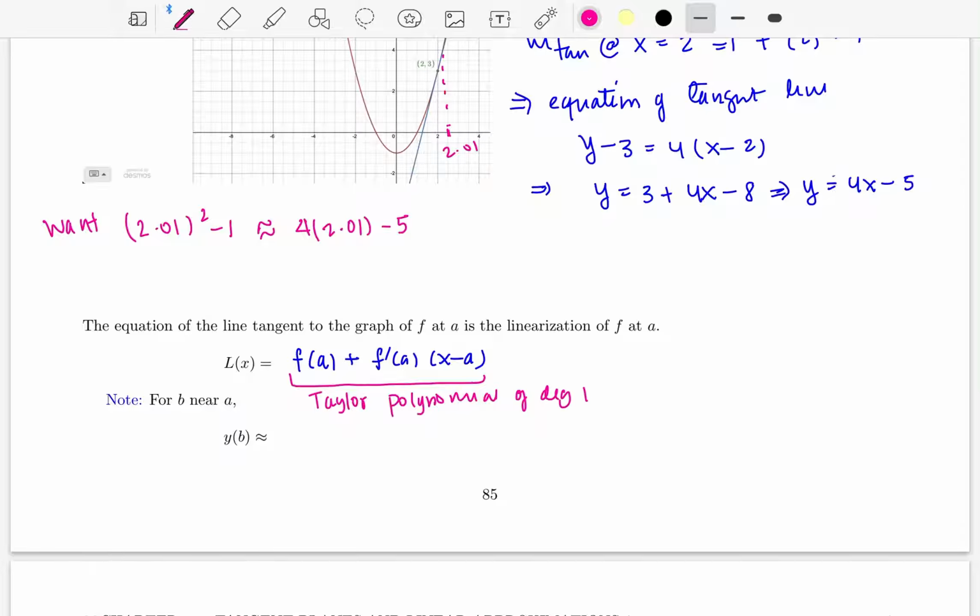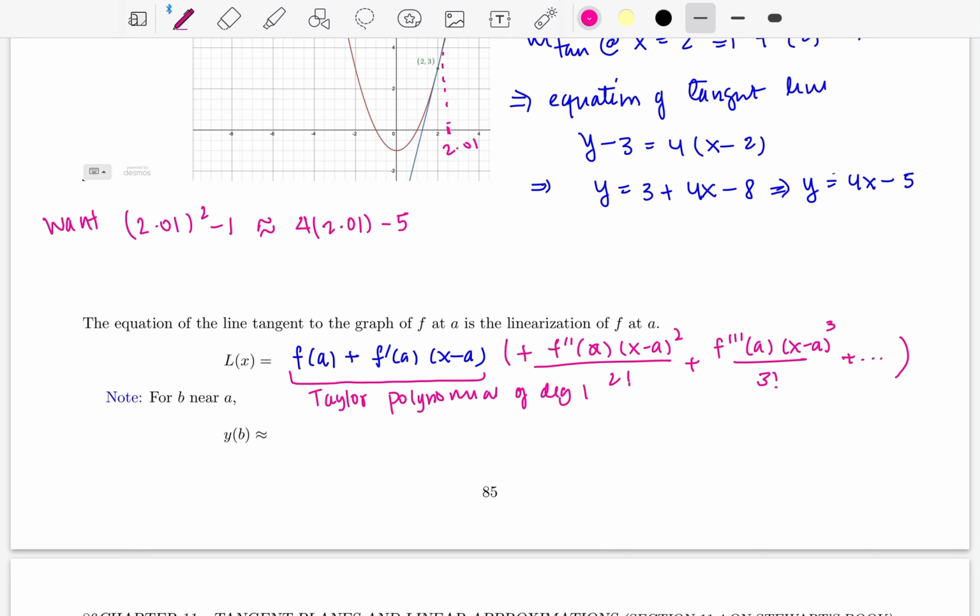But we saw in Calculus 2 that you can also approximate this with higher order Taylor polynomials. So this will be plus f double prime of a times x minus a squared divided by 2 factorial plus f triple prime of a times x minus a cubed divided by 3 factorial. Now I will be approximating my curve with a polynomial of degree 3, which in this case doesn't make sense, but you know what I mean, plus dot dot dot. Now, don't you worry about a thing. We're going to focus on linearizations, okay? But I just wanted to remind you of the possibility of approximating with higher order polynomials.